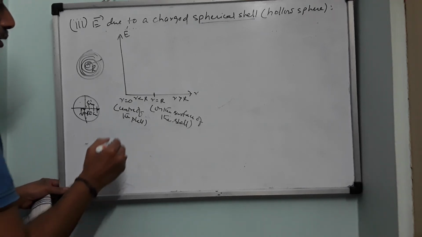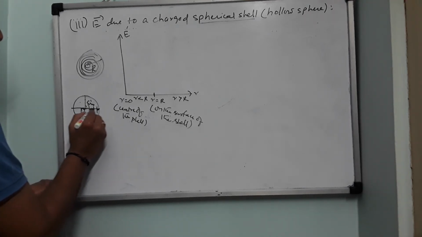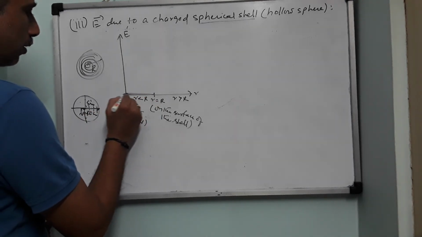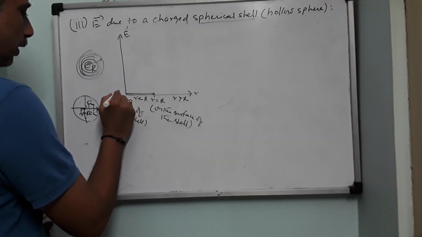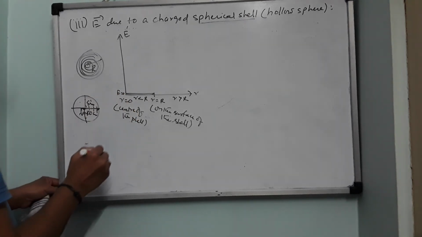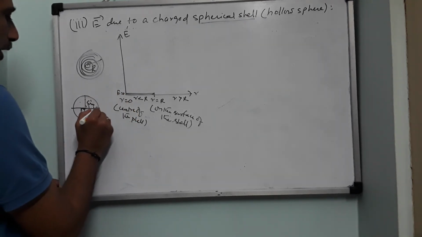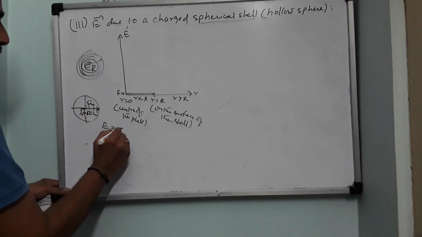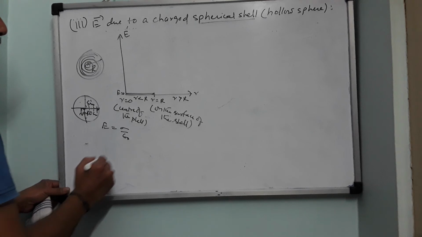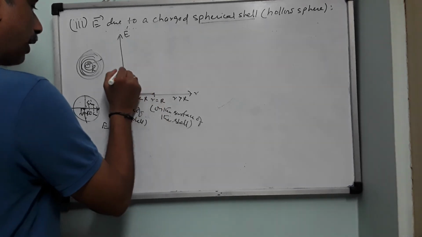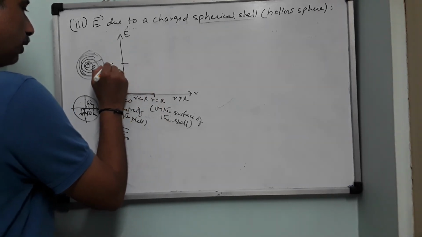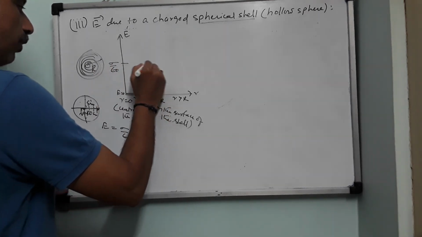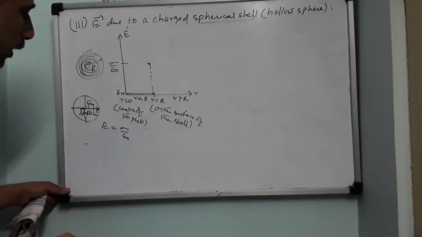Fine. So from R equals 0 to R equals R, the electric field is going to be 0. So this is E equals 0. Now, when you reach this point, you are speaking about the surface. On the surface, you have E equals sigma by epsilon naught into n cap. Therefore, the magnitude of the electric field on the surface will be sigma by epsilon naught. So here there is an electric field. Here there is an electric field.